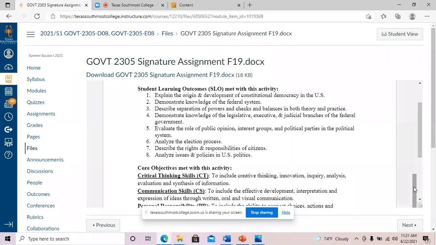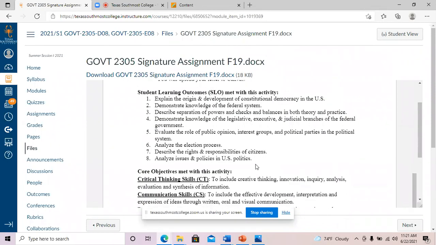And then of course it has the student learning outcomes like we talked about before. This letter is meant to show that you know about all of this, because you're going to be demonstrating all of this in the letter: explaining the origin and development of the constitutional democracy in the U.S., demonstrating knowledge of the federal system, describing separation of powers and checks and balances in both theory and practice, demonstrating knowledge of the legislative, executive, and judicial branches of the federal government, evaluating the role of public opinion, interest groups, and the political parties in the political system, analyzing the election process, describing the rights and responsibilities of citizens, and analyzing issues and policies in the USA.